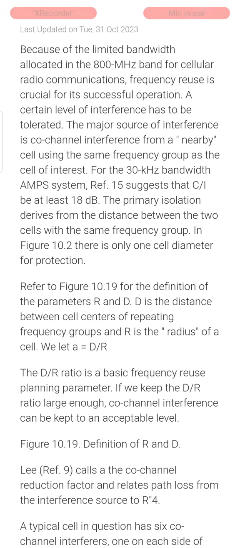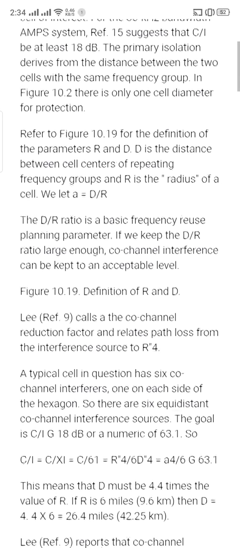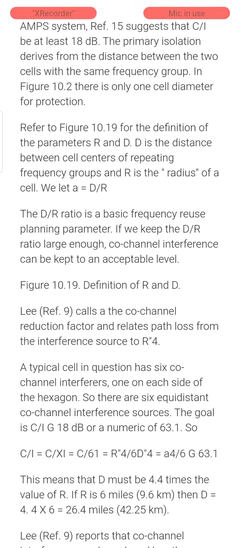If we keep the D over R ratio large enough, co-channel interference can be kept to an acceptable level. Lee calls it the co-channel reduction factor and relates path loss from the interference source to R to the fourth power. A typical cell in question has 6 co-channel interference sources, one on each side of the hexagon. So there are 6 co-channel interference sources.